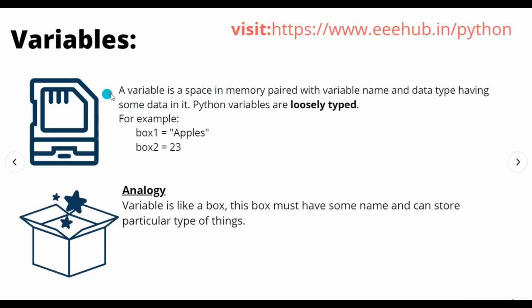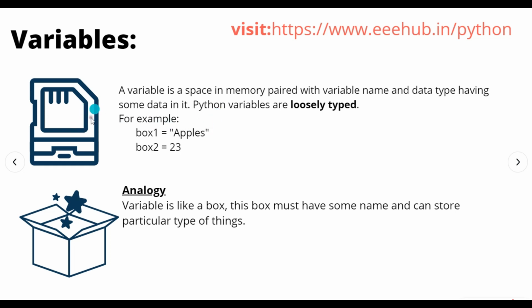So what is a variable? A variable is a space in memory. You must have some memory in your computer like 1 terabyte or 500 megabyte and so on. If you have 1 terabyte or 500 GB, inside that memory we have lots of space. A variable is called a space in memory, and this space must have some name, and also it must contain some data, and this space must have some data type.